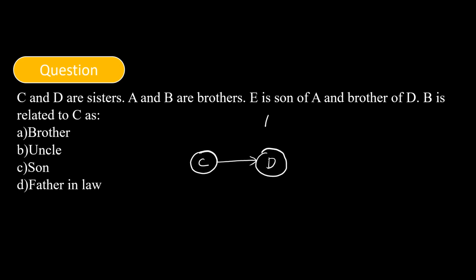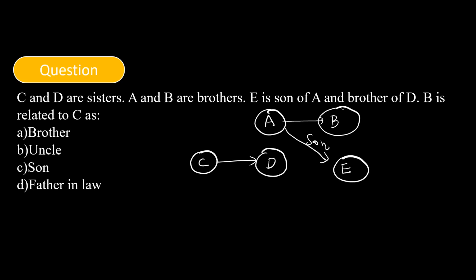Now A and B are brothers. There are two other persons, A and B. They are brothers. It is said that E is the son of A. Okay, E is the son of A. E is the son of A and brother of D. Okay, this E is the brother of D.